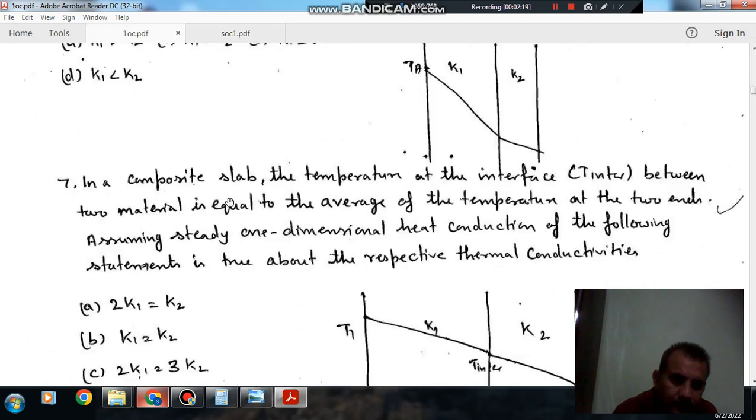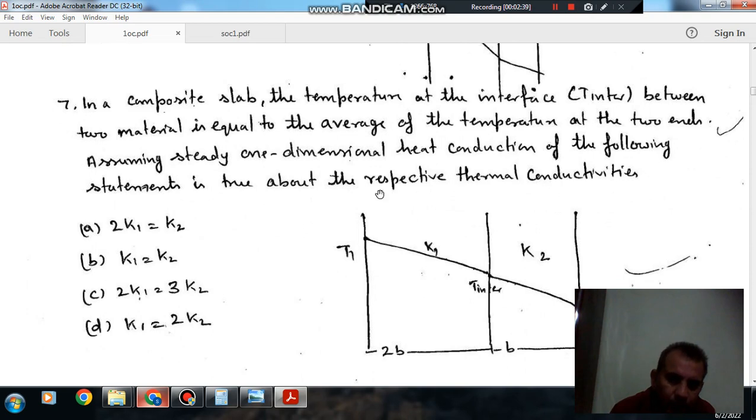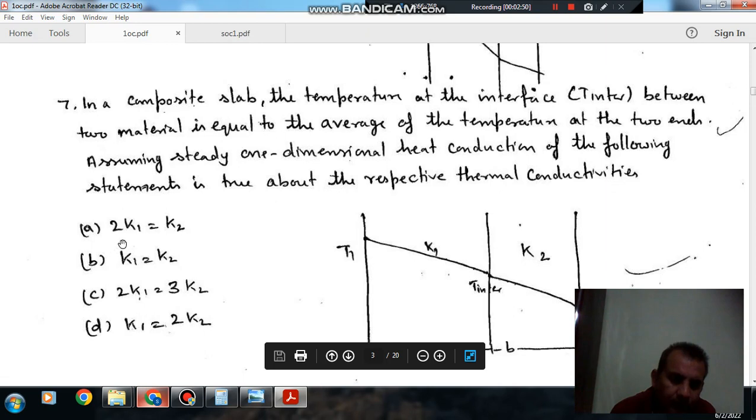Next, question number 7. In a composite slab, the temperature at the interface T inter between two materials is equal to the average of the temperatures at the two ends. Assuming steady one-dimensional heat conduction, which of the following statements is true about the respective thermal conductivities? Option A: 2K1 is equal to K2. Option B: K1 is equal to K2. Option C: 2K1 is equal to 3K2. Option D: 3K1 is equal to 2K2.